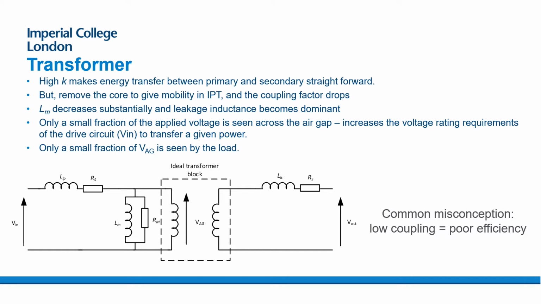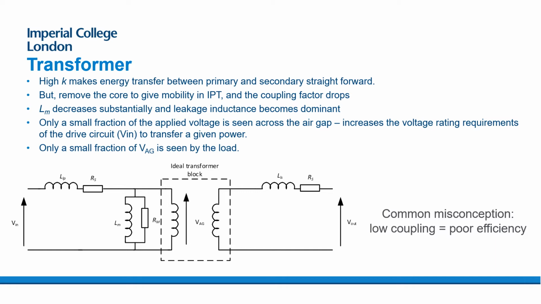So this is an issue, because if we want to get decent levels of power transfer across one of these systems, it means that we're going to ultimately have to drive this system with a very large voltage, and we don't want to have to do that by putting massive voltage ratings on the semiconductor components that are both driving this system on the input and receiving the power on the output. One of the things that often comes up with many people that have not looked at inductive powering before, a common misconception, is that low coupling means poor efficiency, and that's not the case.